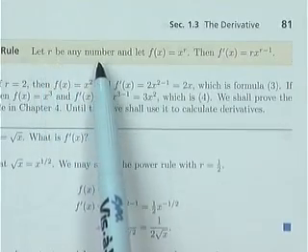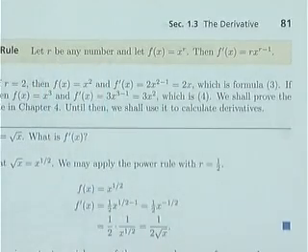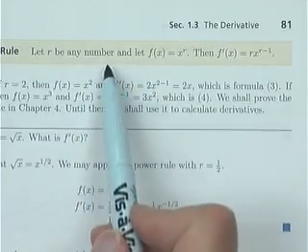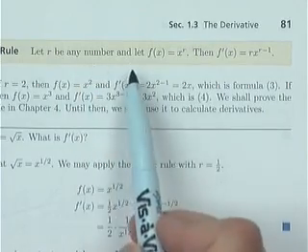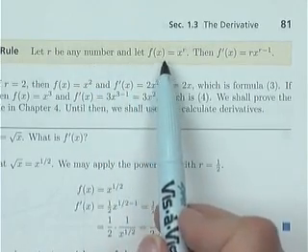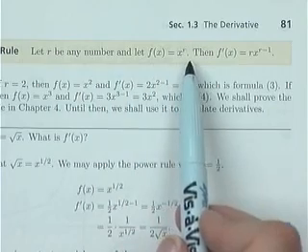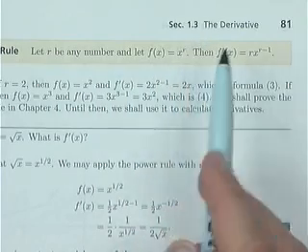It says let R be any number. So that means that R can be positive, negative, zero, fractions, irrational numbers, pi, can be any number. Let R be any number. We're talking about real numbers, by the way. And let f of x, the function, be x raised to the r.